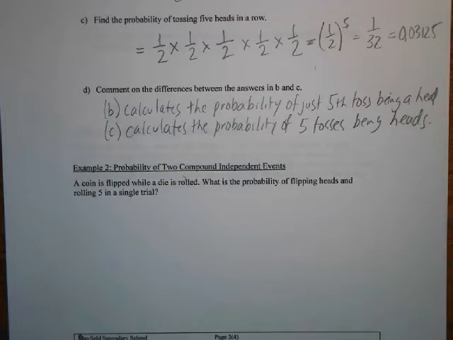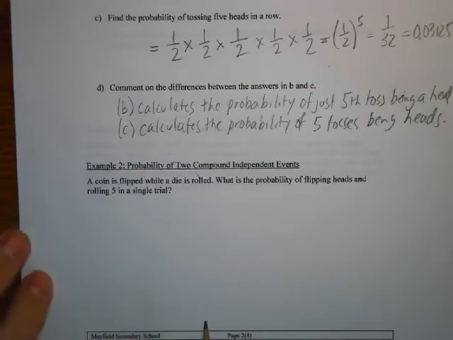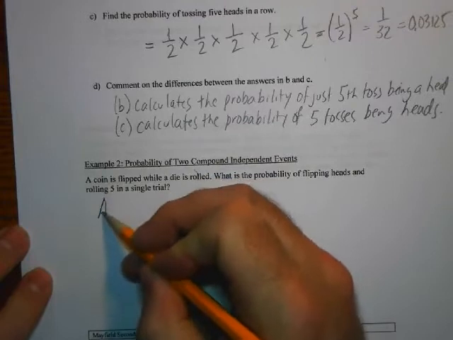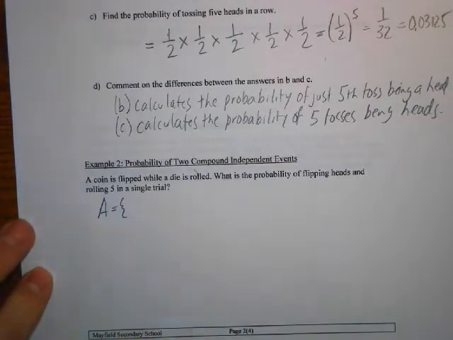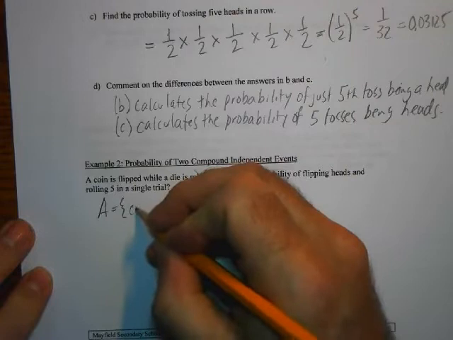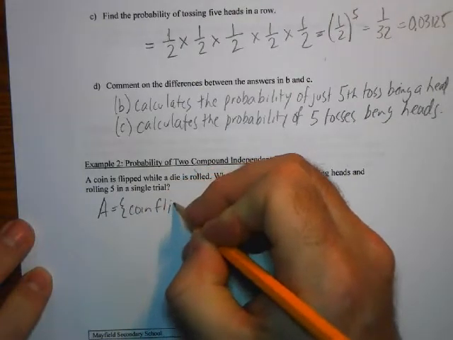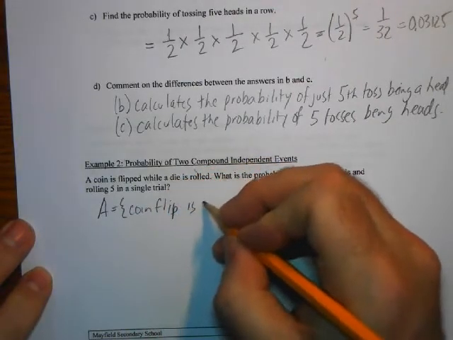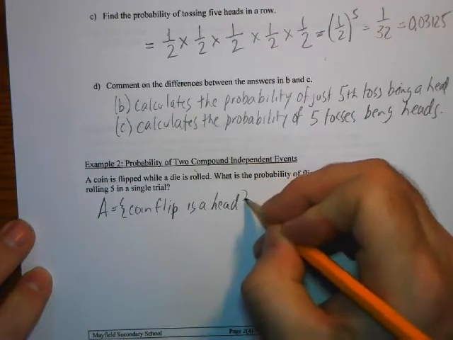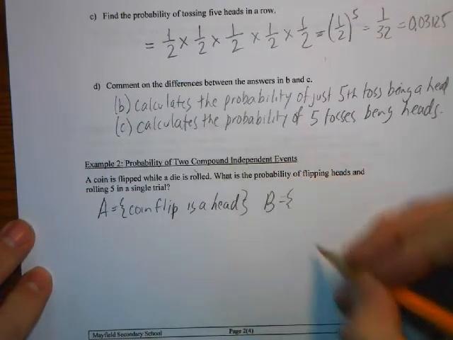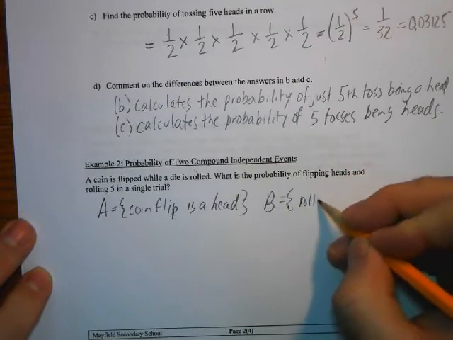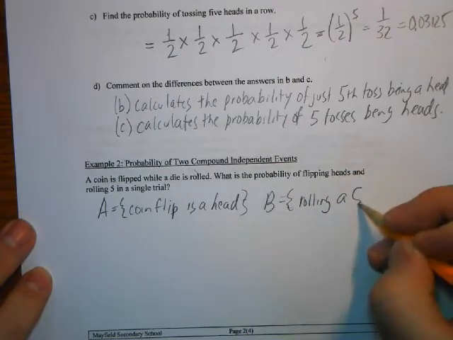So this is sort of the example I gave when I was defining what independent events are. The probabilities of each of them have nothing to do with the other probability, whether or not it happened or not. Okay, when I have compound events, I'm going to write out what the event is. So the first event, A, was a coin flip is a head. And the second event, B, is rolling a 5 with a die.